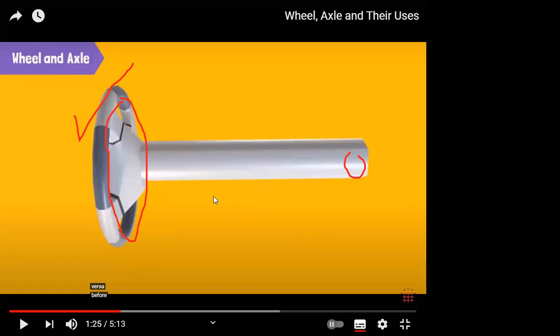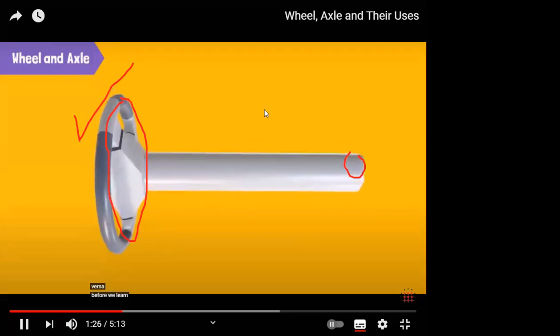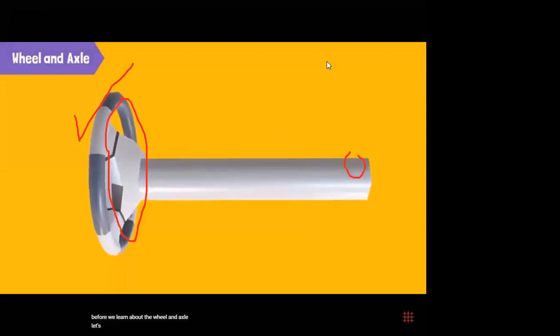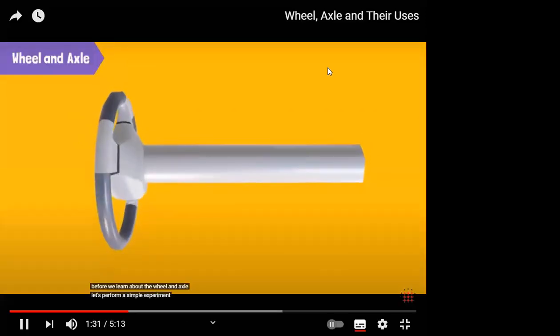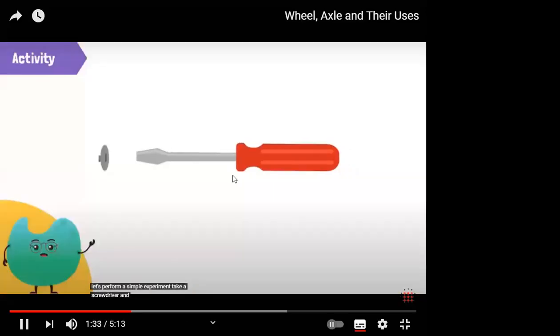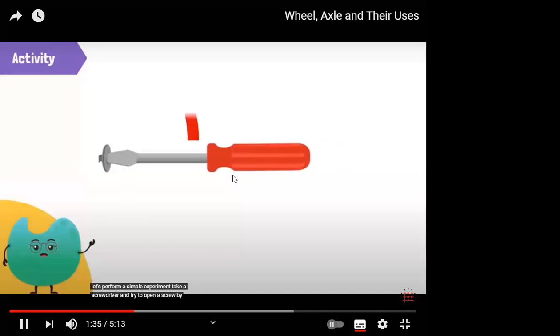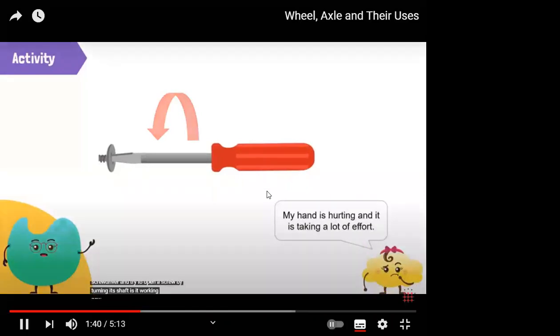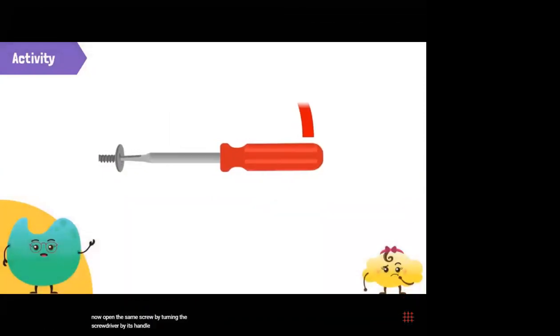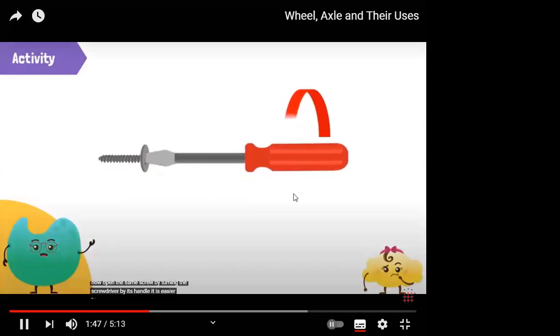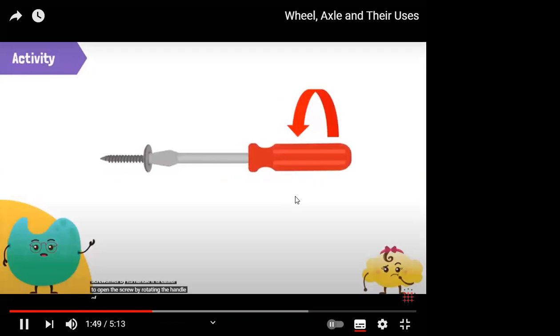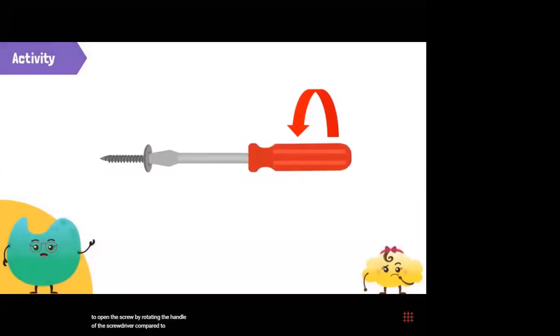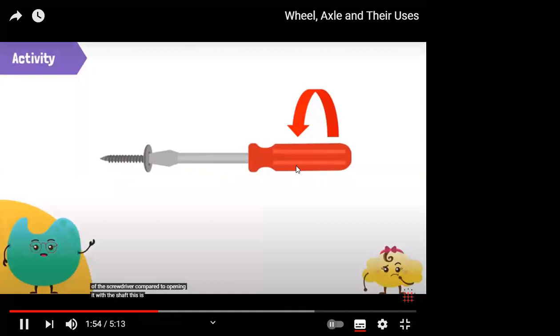Before we learn about the wheel and axle, let's perform a simple experiment. Take a screwdriver and try to open a screw by turning its shaft. Is it working? Now, open the same screw by turning the screwdriver by its handle. It is easier to open the screw by rotating the handle of the screwdriver compared to opening it with the shaft. This is an example of the wheel and axle.